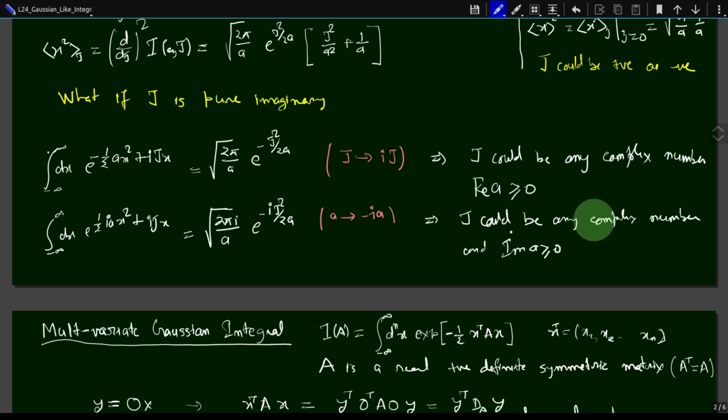Again here j could be any complex number, but for the result that we had for a in the previous case, the real part was supposed to be greater than or equal to 0. Since I'm multiplying a with an i, actually minus i, the positivity now has to be imposed on the imaginary part of a. The imaginary part of a has to be greater than or equal to 0 for that integral to converge.